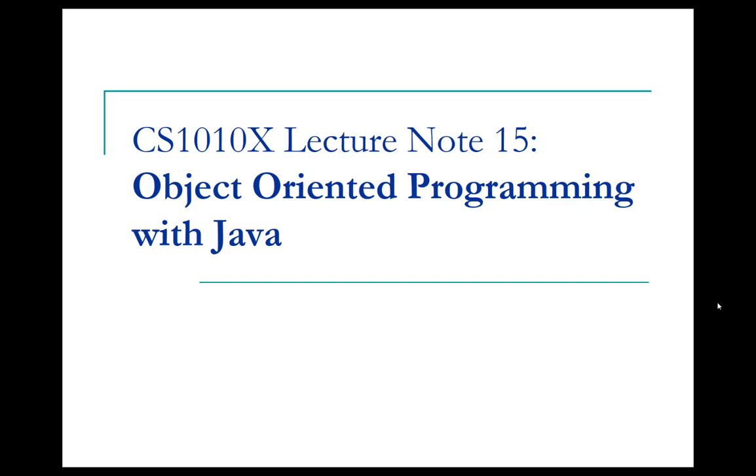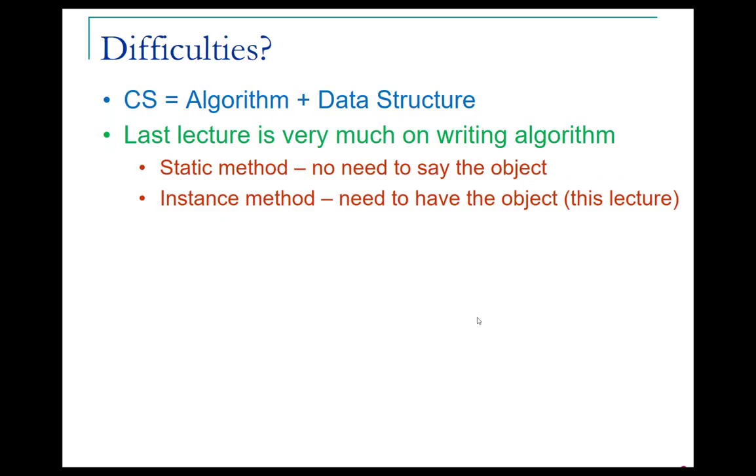CS1010X Lecture 15: Object-Oriented Programming with Java. In the last lecture, we talked about how to write programs in Java. You saw static methods that you do not need an object to use, and you also saw a little bit of instance methods where you have to have an object to use the method. This lecture also uses a lot of instance methods.